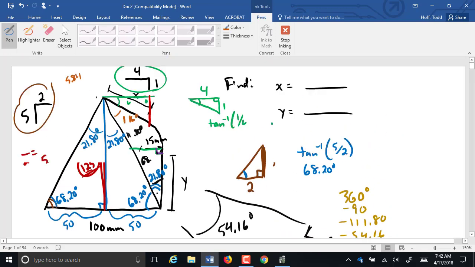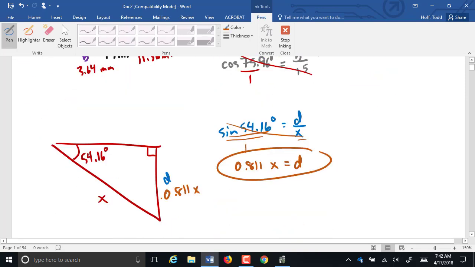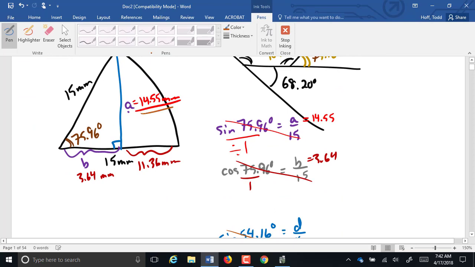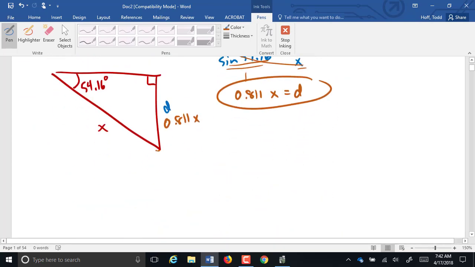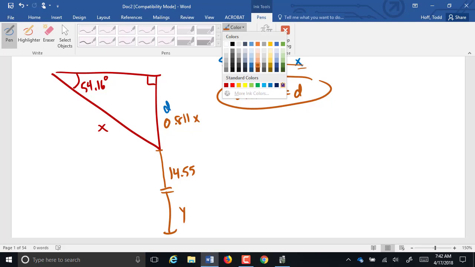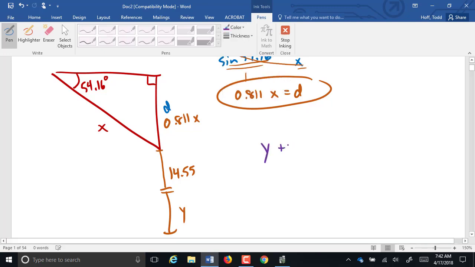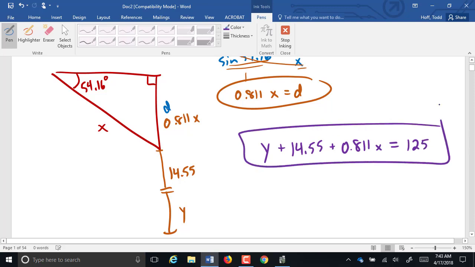As I look at my total height here now, I have that piece there that I just found. I have this piece here that I calculated, and I have Y. So this calculated height was 14.55. And then there's Y down here. So I have Y plus 14.55 plus 0.811x has to equal that total height of 125. I know that has to be true.